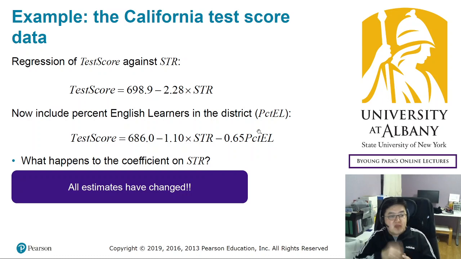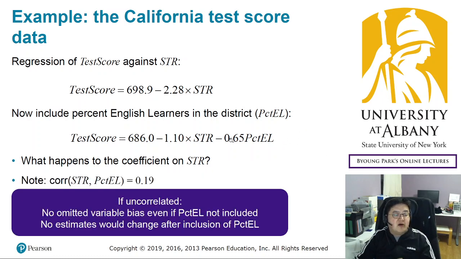So everything changes. That's the point. So you cannot assume it will be the same, like if you change the model. And also it's important to see the correlation between these two guys. So remember, I explained the indirect channel as the effect from student-to-teacher ratio on percentage of English learners times the effect of percentage of English learners on test scores.